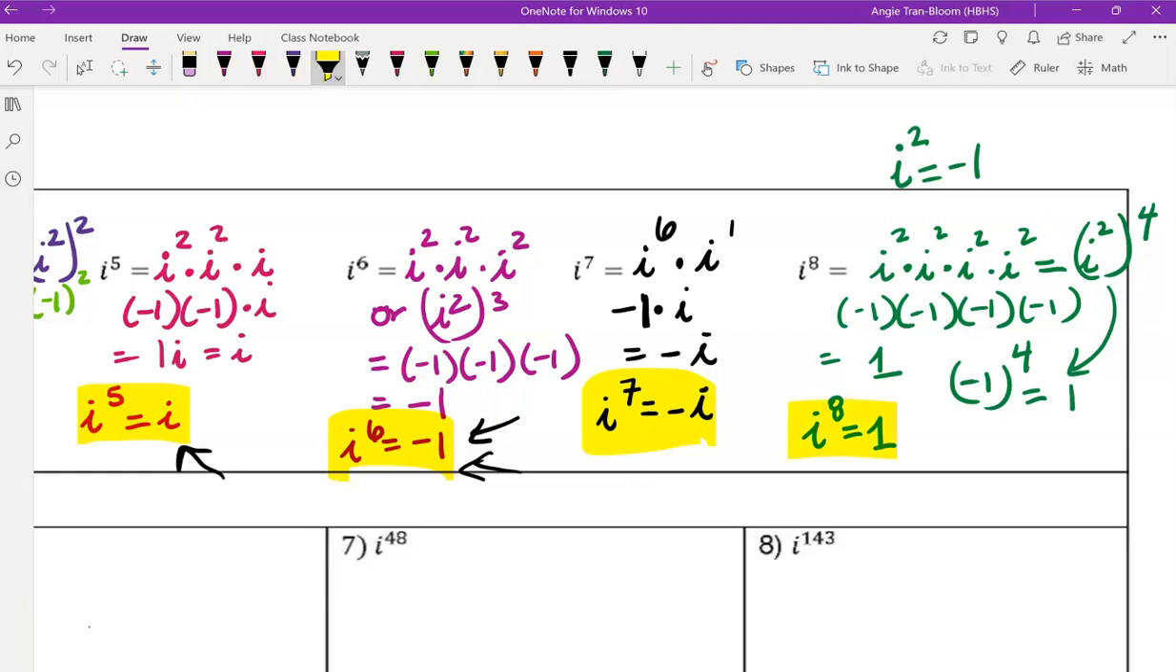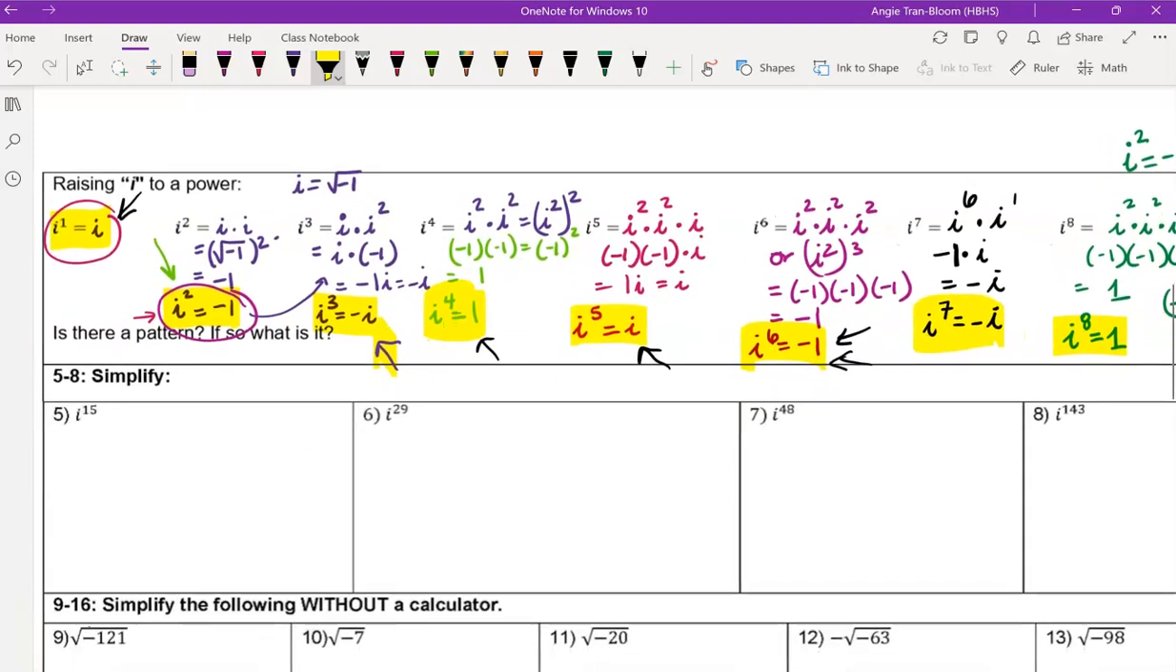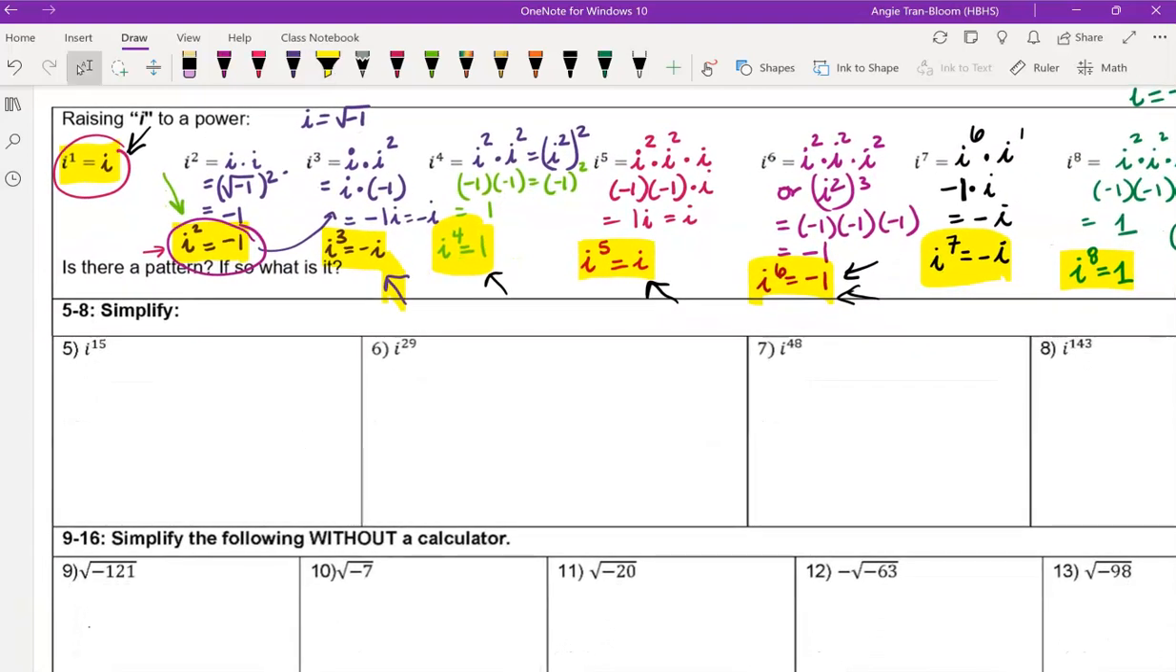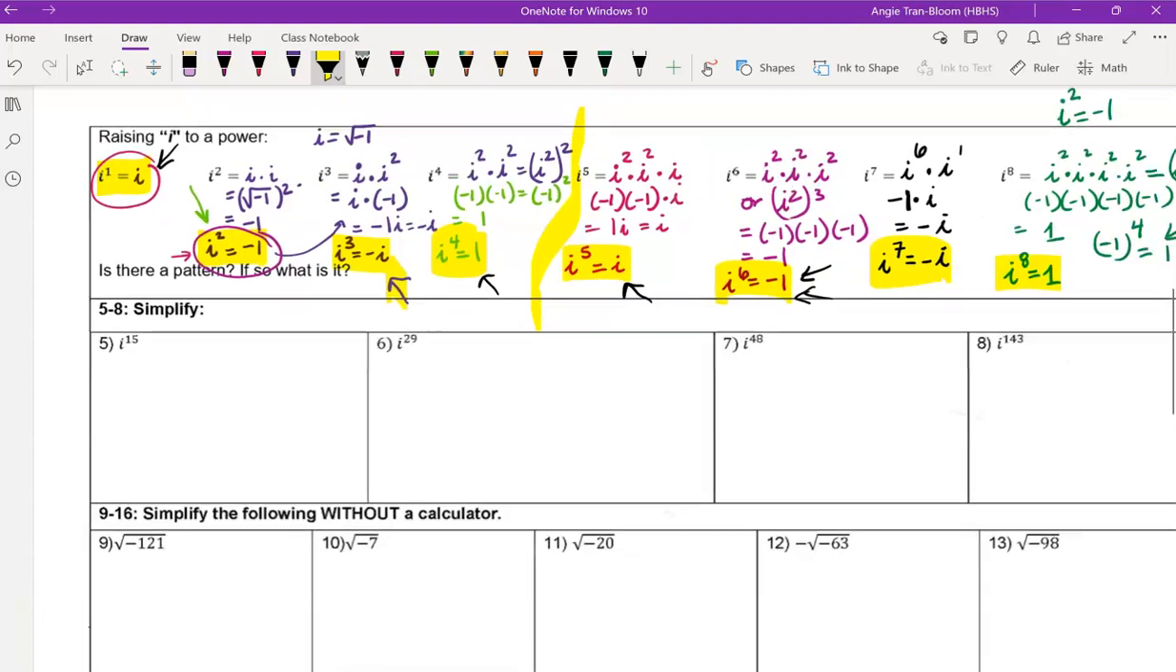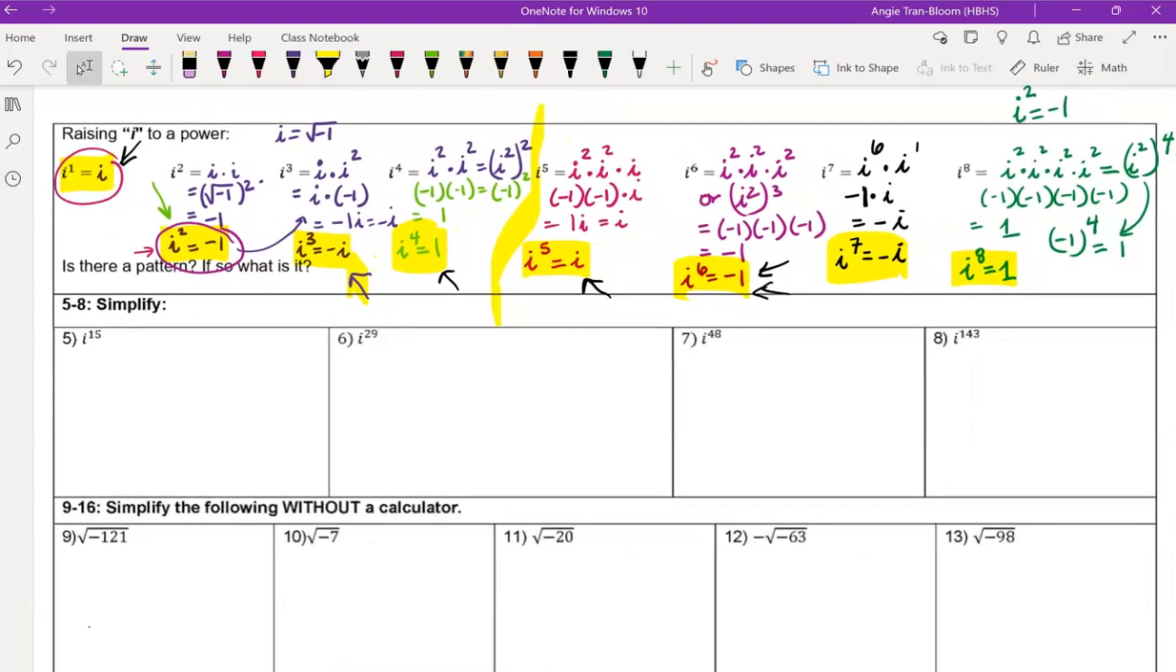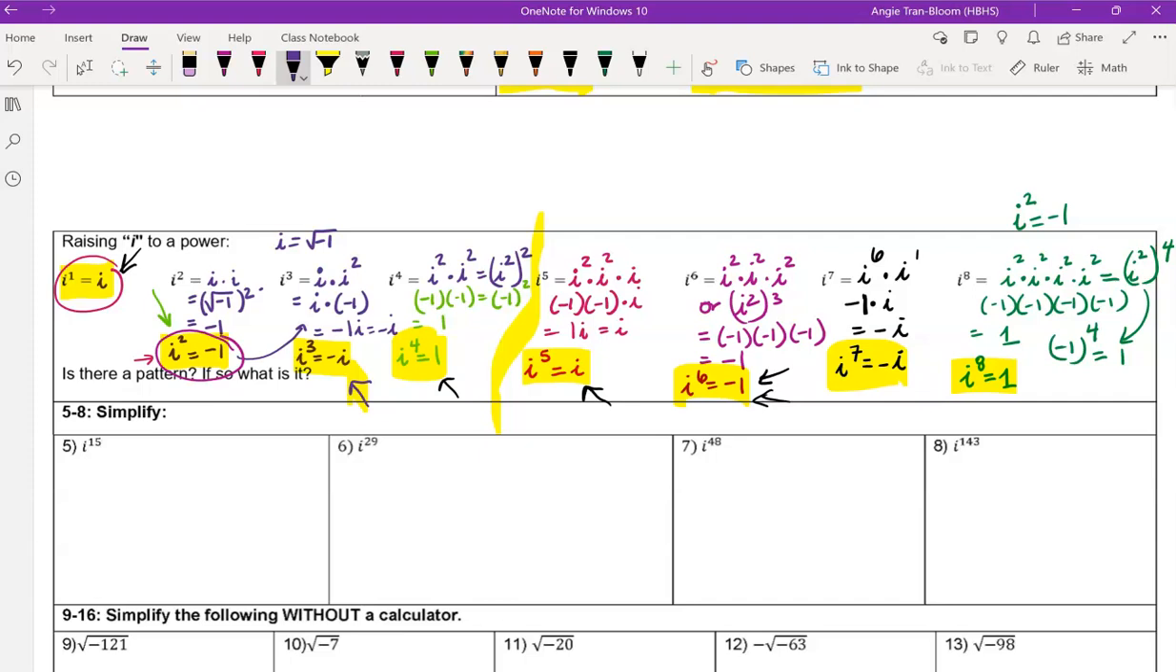So let me pin it in really quickly. Do we have a pattern? So i to the 1st is i, i squared is -1, i to the 3rd is -i, i to the 4th is 1, i to the 5th is back to i, and then i to the 6th is -1, i to the 7th is -i, i to the 8th is 1. So it looks like after the power of i to the 8th, we're looping back to i. So as you can see, we know that every 4 it repeats, okay? So that will help us out with a couple of different patterns.